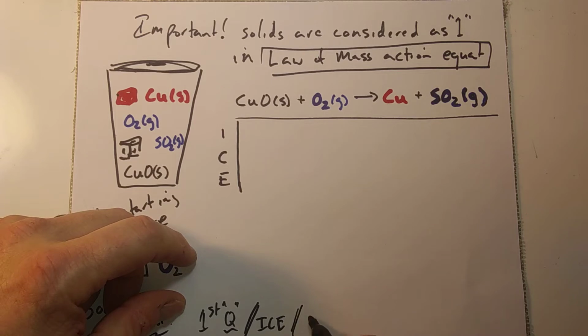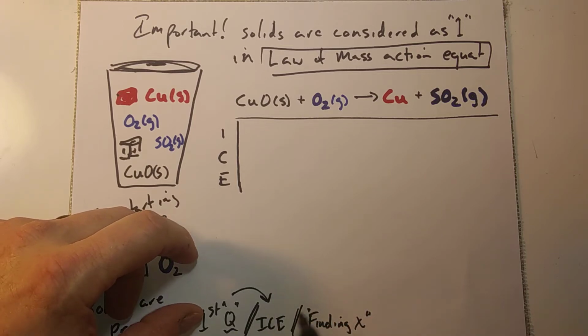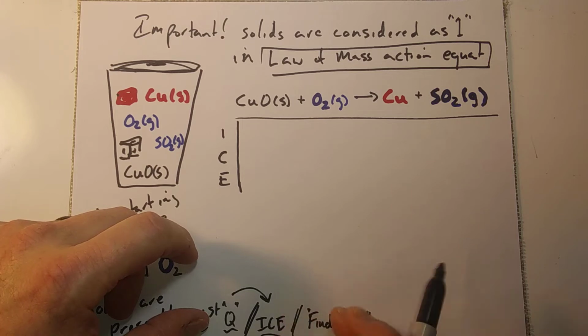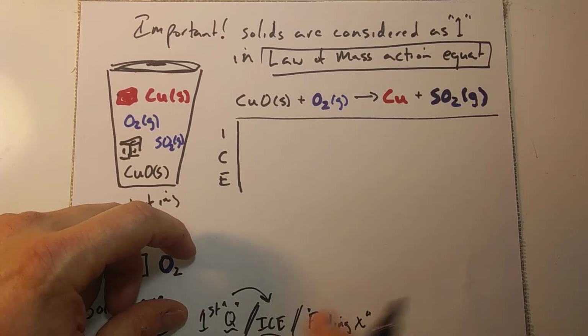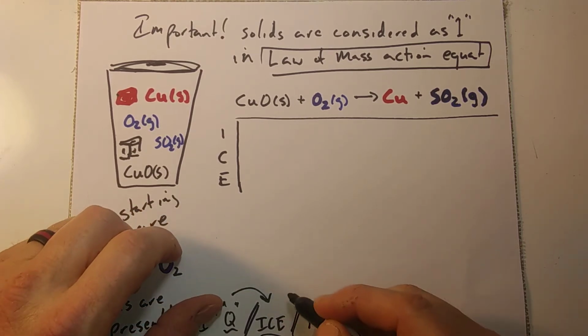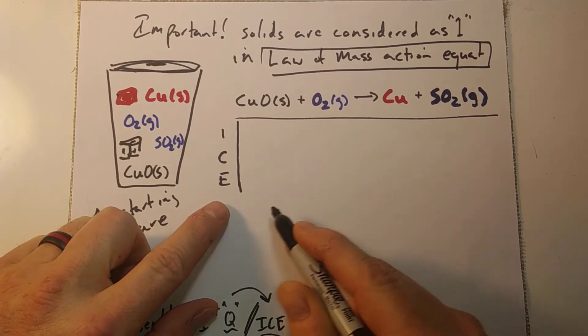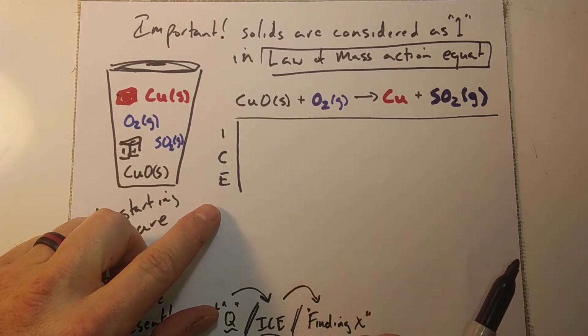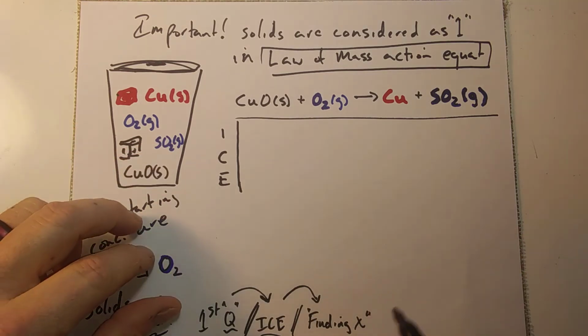Our third step will be finding X using that law of mass action. So just remember, you have to first consider Q and then go to the ICE table knowing which way you're going to go in the reaction. And then third, you're going to take all the information from your ICE table, put it in an equation, the law of mass action equation, to find X.